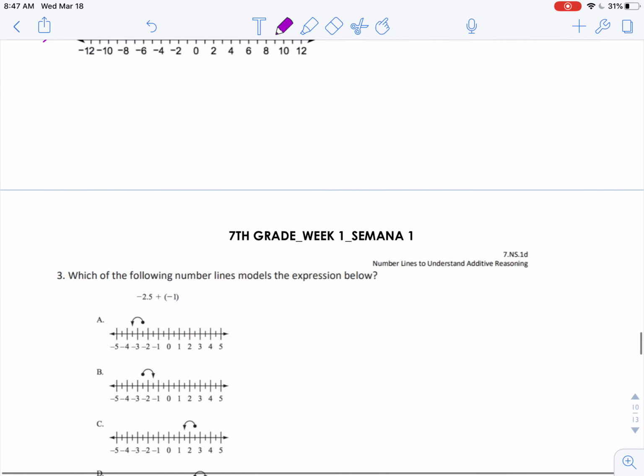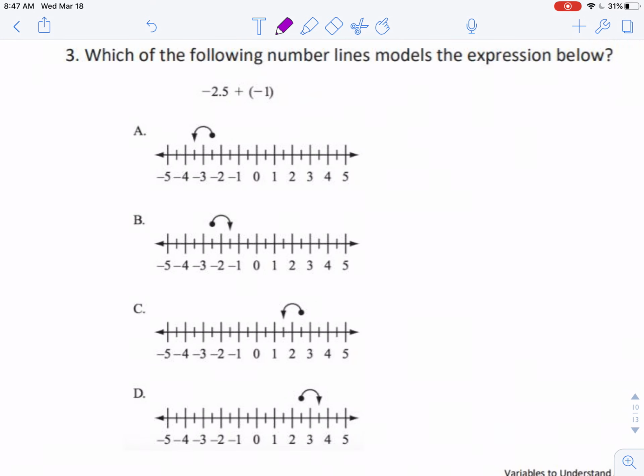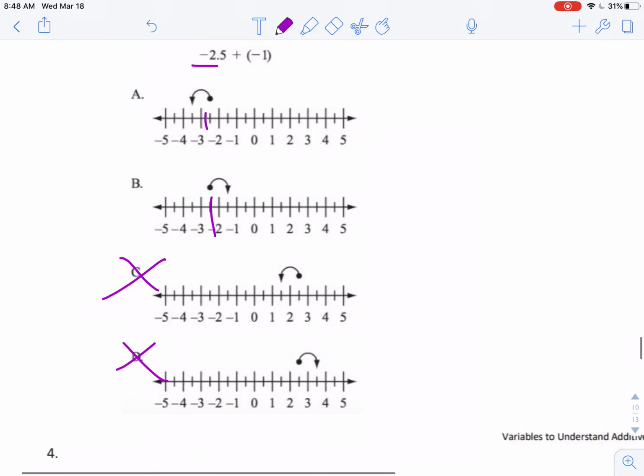Okay, number 3. Again, with the number lines, you should be really, really good at this by now. We start at 0, we go to negative 2.5. This one does not start at 0. Well, I guess none of them are starting at 0. They're skipping a step. Which ones at least begin at negative 2.5? This one begins at negative 2.5. Right here, this one begins at negative 2.5. This one, nope, that's not negative 2.5. This is not negative 2.5.